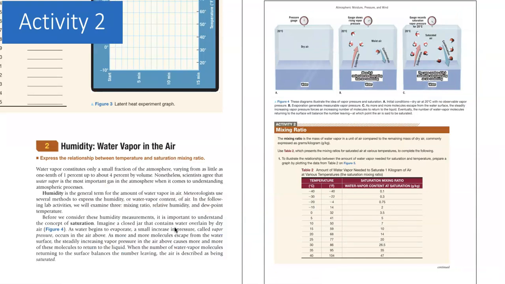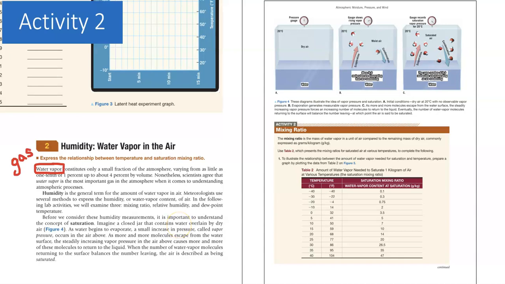Now activity 2 again has this opening paragraph with a ton of information. So I might suggest that you pause the video right now, read these 3 paragraphs under activity 2, and then maybe put the video back on and see how I go through this paragraph, because I'm going to go through it pretty slowly. First of all, water vapor, the very first word in this section.